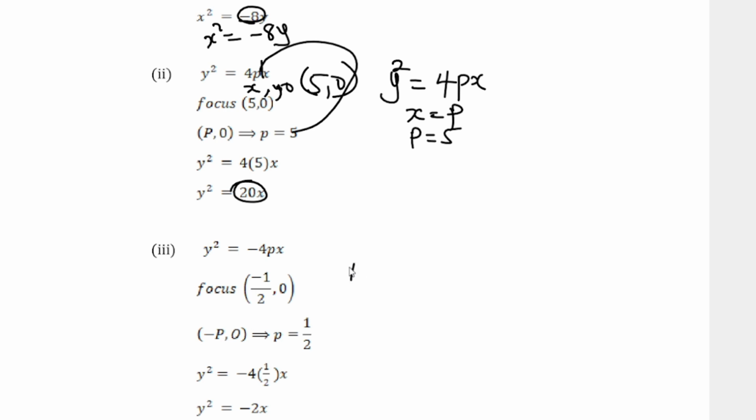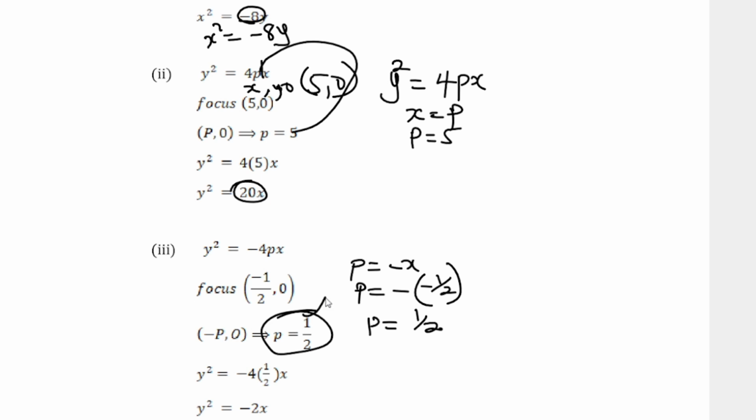And for that matter, our p is equal to -x. And if p is equal to -x, then our p is equal to negative into bracket -1/2. And that gives us p equals 1/2. So if p is equal to 1/2, by direct substitution here, we are going to have our y squared equals -4 into bracket 1/2 x. So this one, we simplify, we get -2. So negative 2 times x gives us negative 2x. In this case, our y squared is equal to negative 2x.